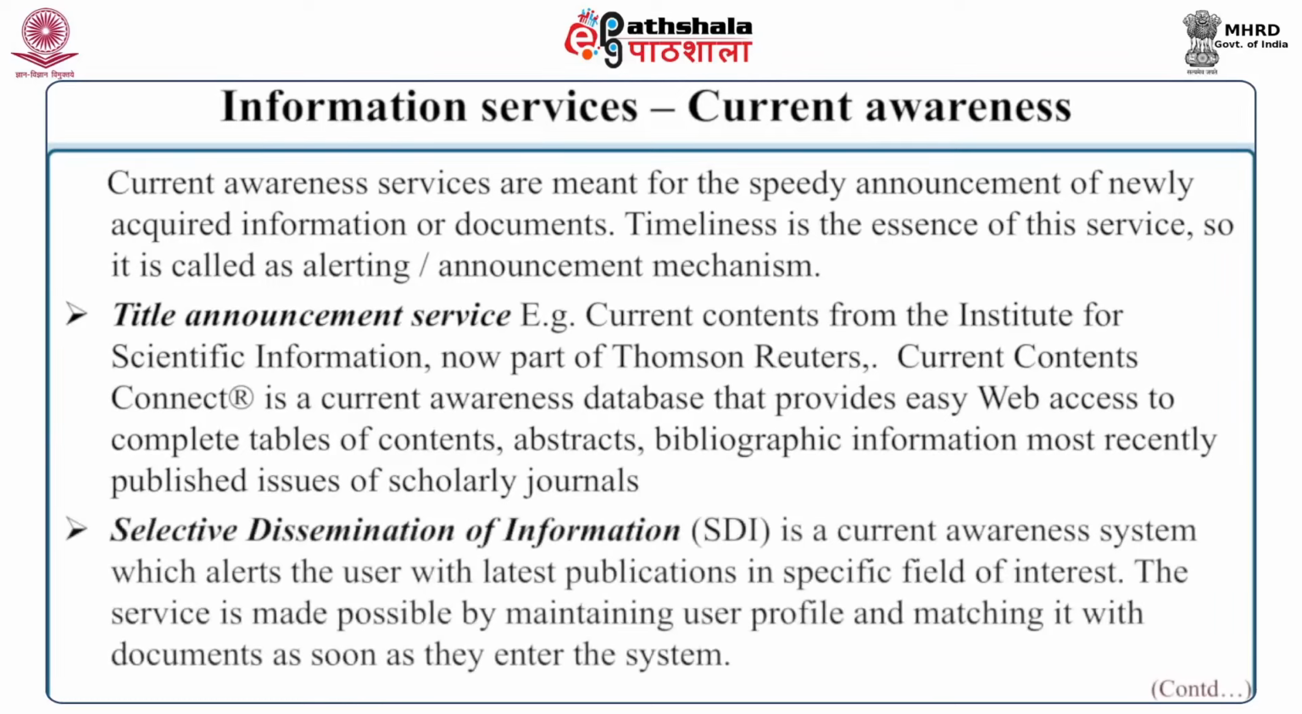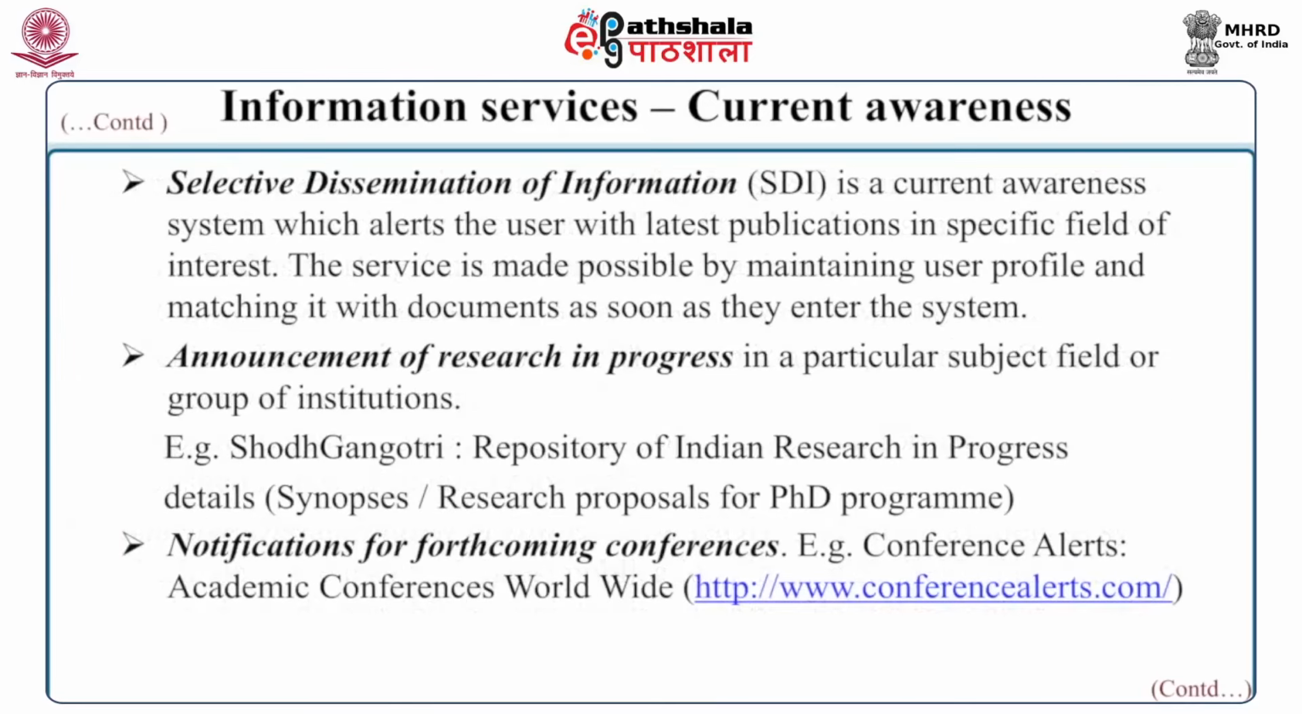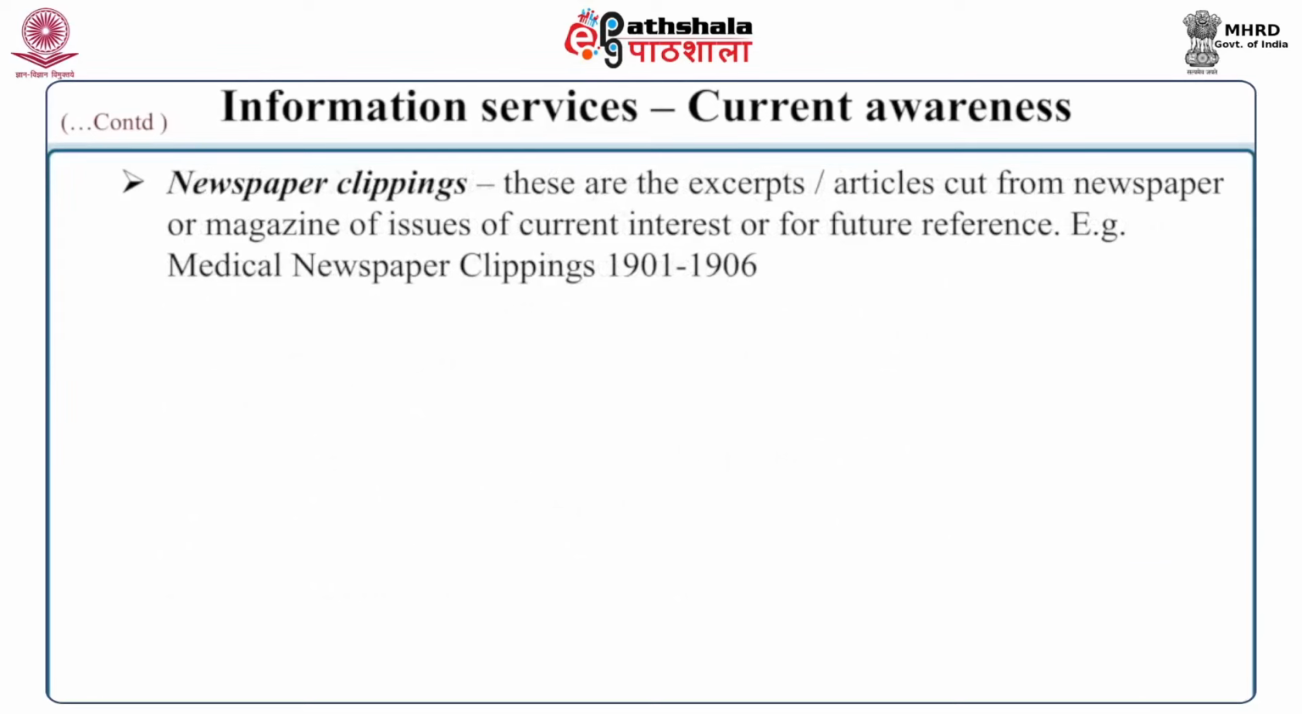Next service is selective dissemination of information. It is a current awareness system which alerts the user with the latest publications in a specific field. That is, it is a personalized service in a specific field of interest. The service is made possible by maintaining a user profile and matching it with documents as soon as they enter the system. Other types of current awareness or alert services are announcement of research in progress, notification of forthcoming conferences and newspaper clippings. Some examples are already given in the slides, you can go through them.